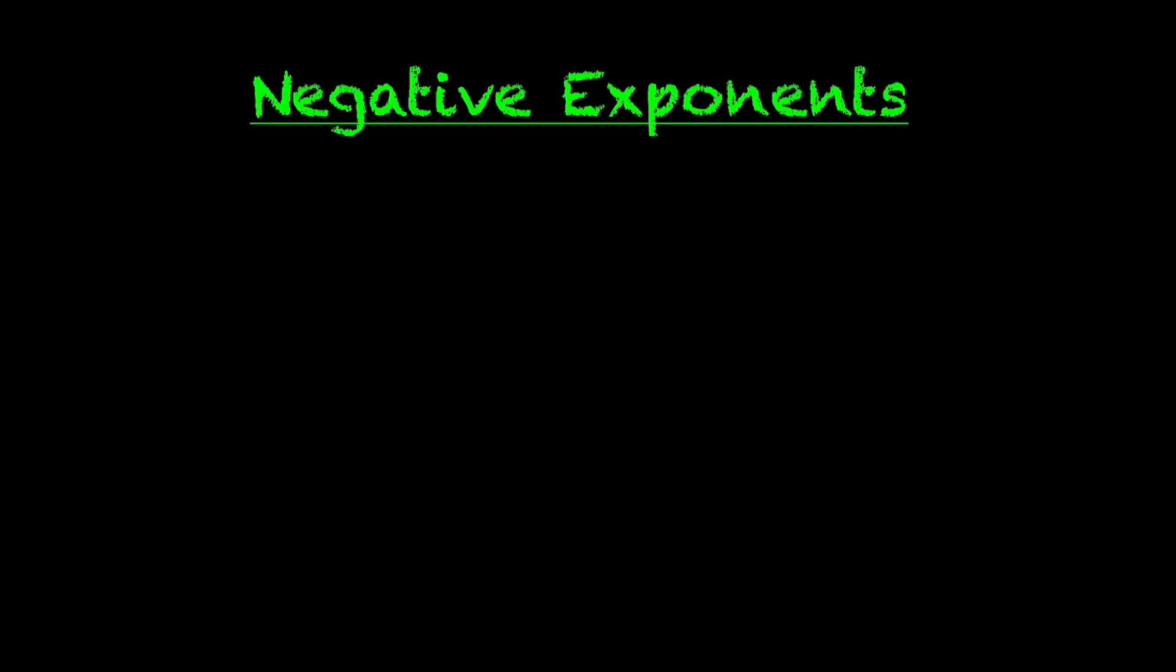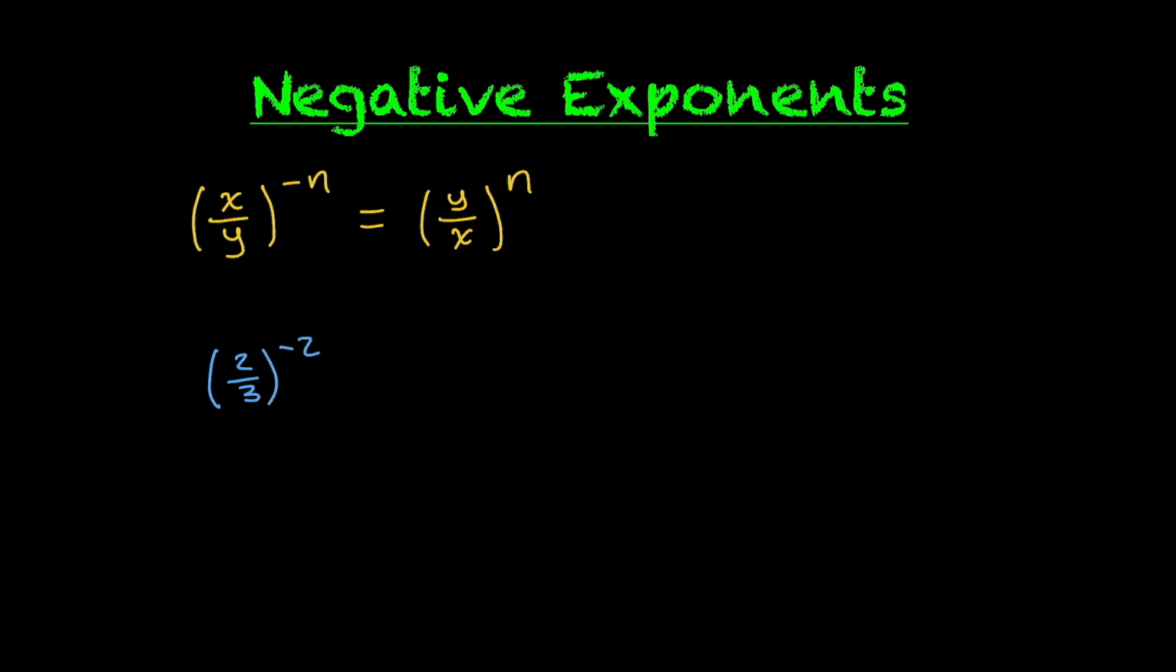Now, an even more general rule for negative exponents is if you have a fraction, let's say x over y, and we raise it to the negative n, we can take the reciprocal of that fraction, y over x, and raise it to the positive n. Okay, so for example, let's say that we had 2/3 and we raised it to the negative 2. This is the same thing as 3/2 raised to the positive 2, or 3/2 times 3/2, or 9/4.